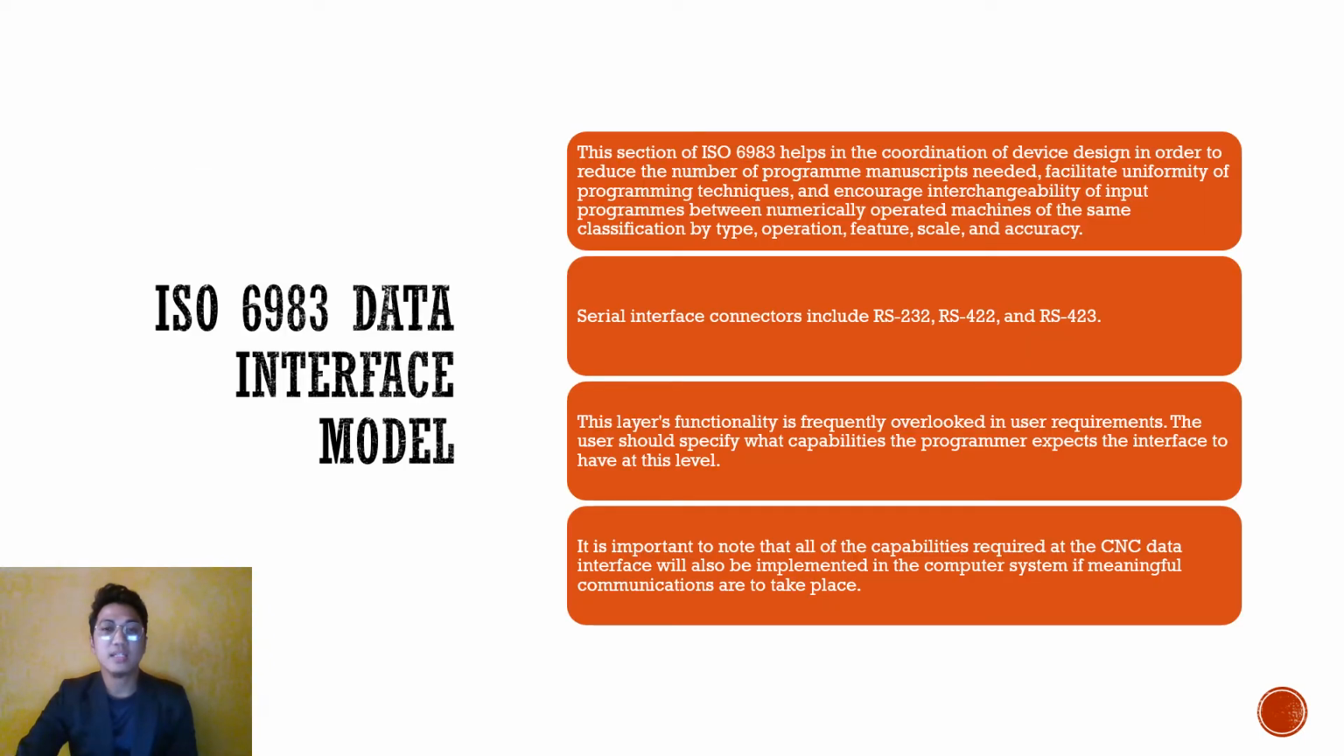ISO 6983 Data Interface Model. This section of ISO 6983 helps in the coordination of device design in order to reduce the number of program manuscripts needed, facilitate uniformity of programming techniques, and encourage interchangeability of input programs between numerically operated machines of the same classification by type, operation, features, scale, and accuracy.